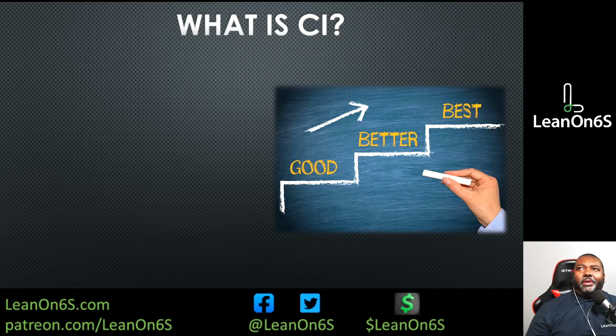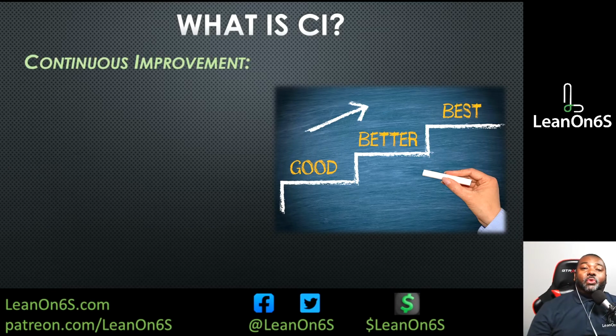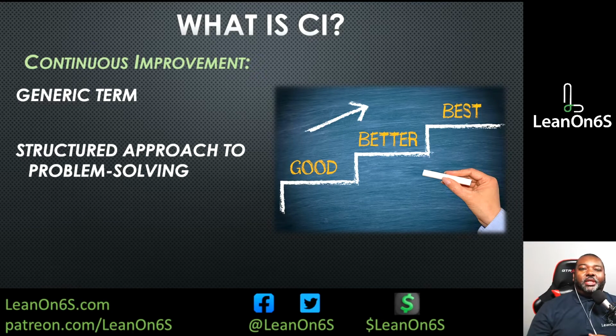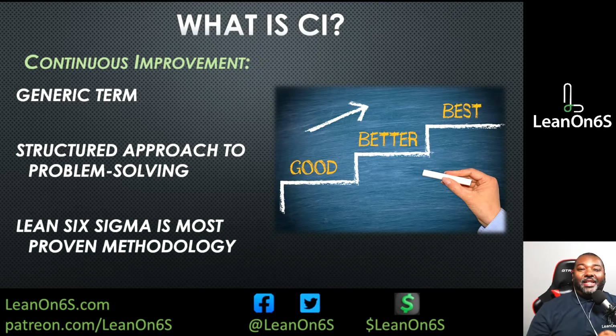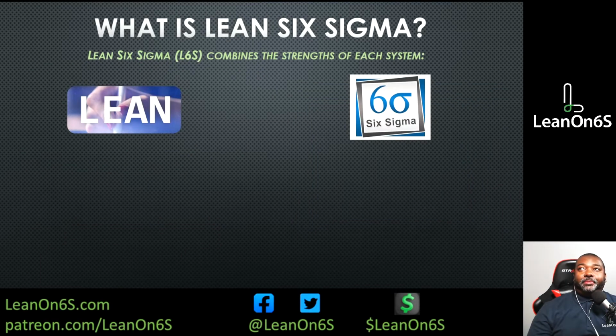What are we talking about here? CI stands for continuous improvement. All right. Now, this is a generic term. It just means that it's a methodology that takes a structured approach to problem solving. Now, there are many different types of problem solving methodologies in the world, but the one that is most widely used and is most trusted by corporations and companies around the world is Lean Six Sigma, which is why we're going to make that the focus of our discussion today.